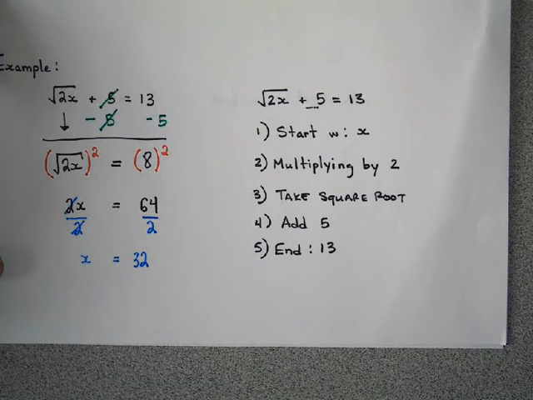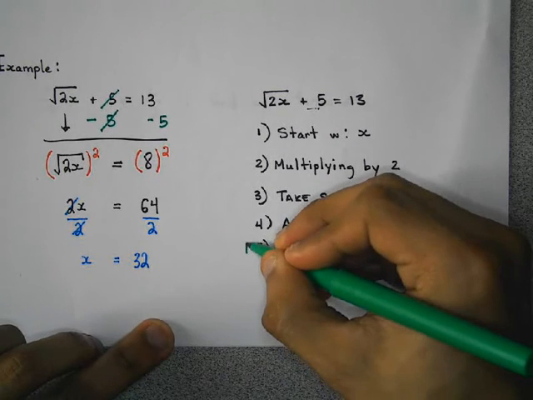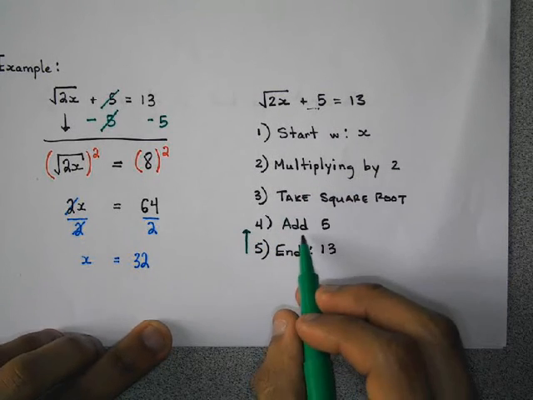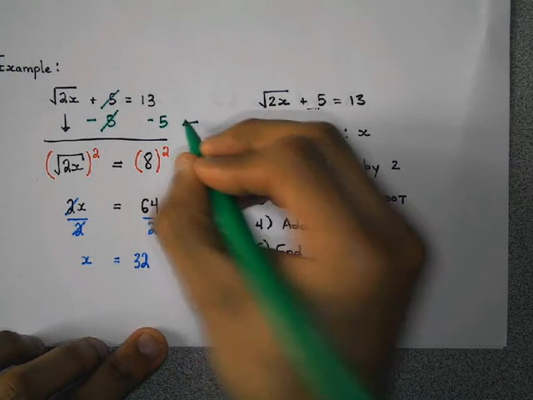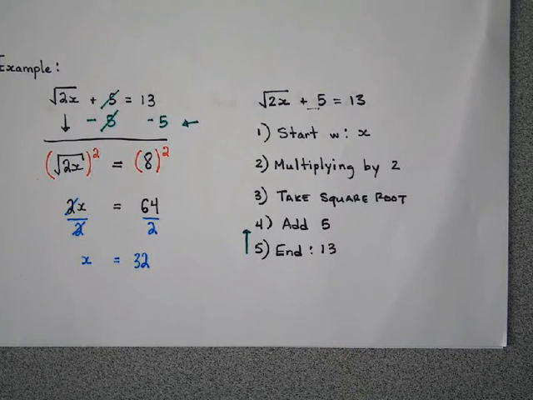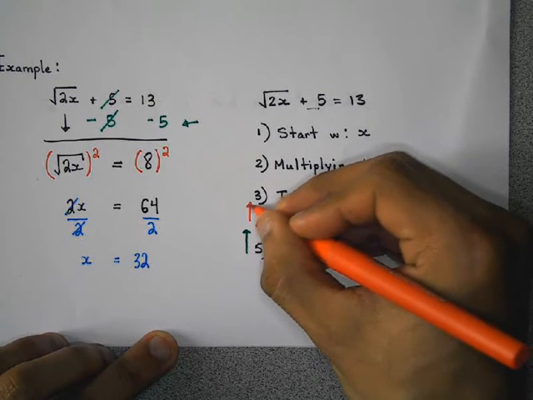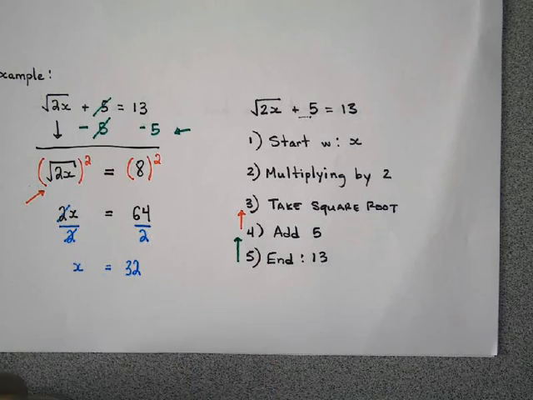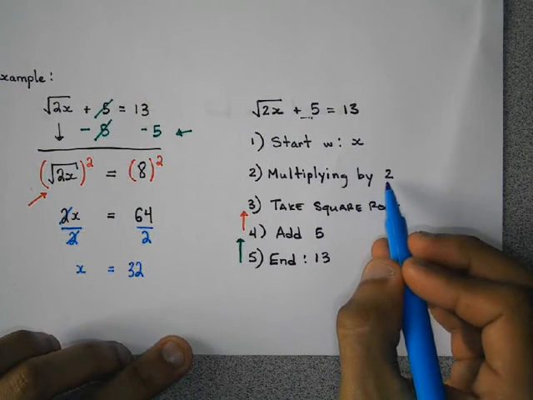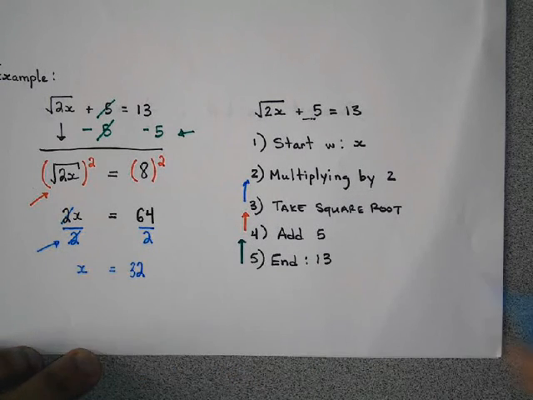If you look at all the steps that we've done, the first step was that we start with 13 and work our way up. I added 5, so how do you undo addition by 5? You subtract 5. That's exactly what we did right there. Then in the next step, we took a square root. How do you undo a square root? We square both sides, and that's exactly what we did here. And then finally, we're multiplying by 2. How do you undo multiplying by 2? We divide by 2, and that's exactly what we did here.